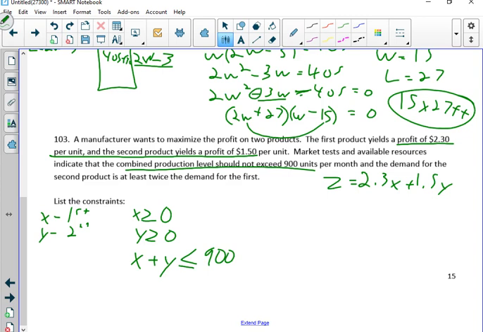And the demand for the second is twice the demand for the first. This is a tricky one. The demand for the second is at least twice the first. And those are the constraints right there. And that's all you have to do in this problem.